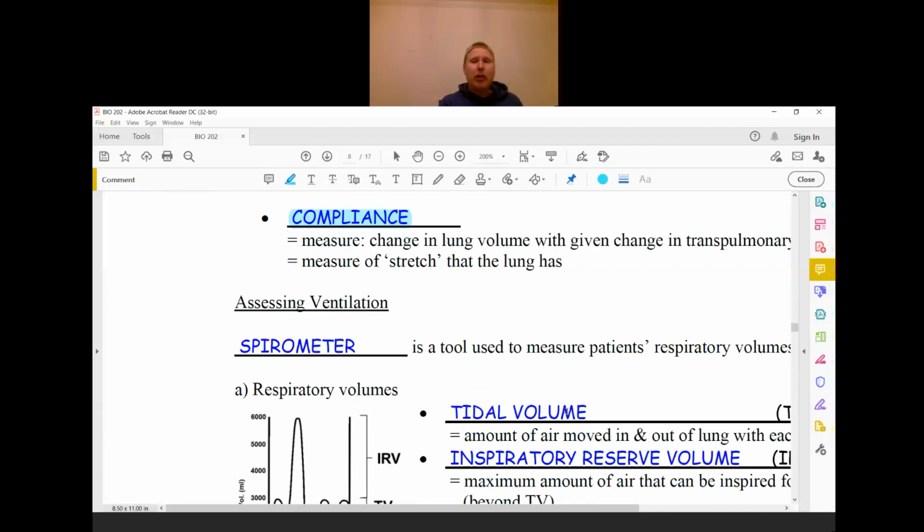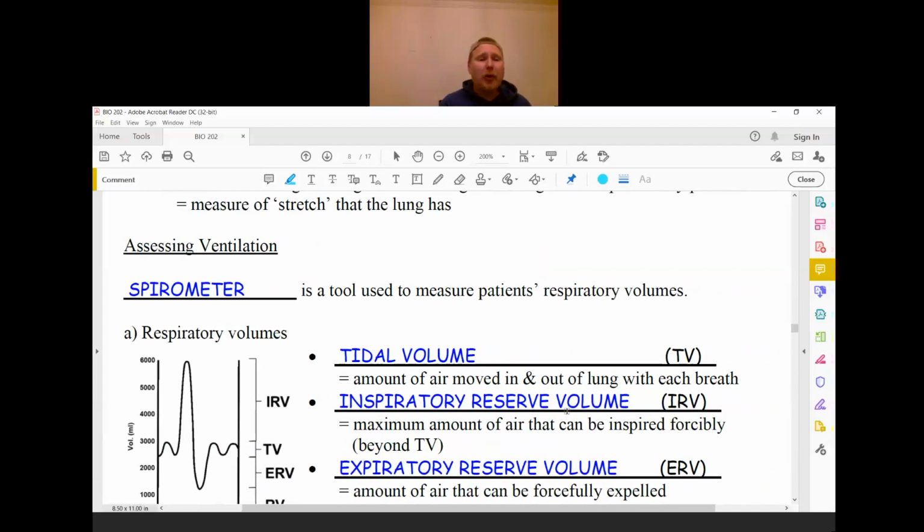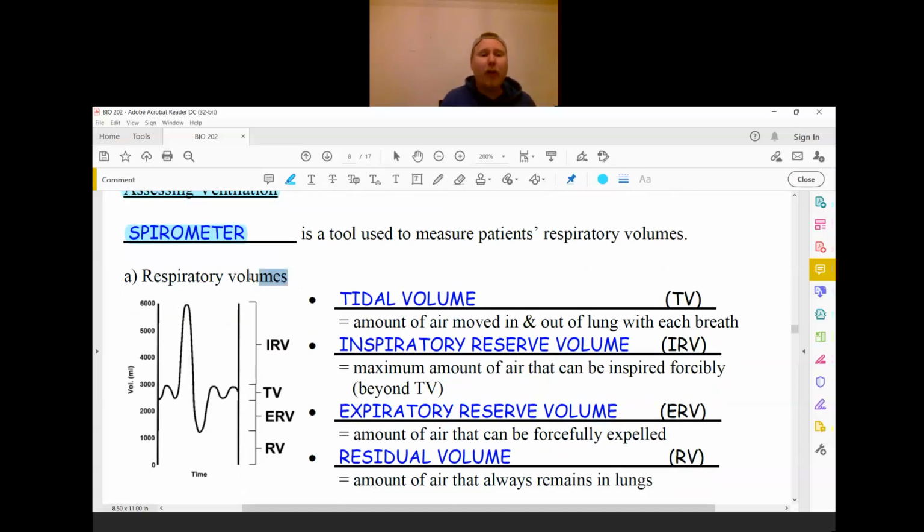The next thing that I want to discuss with you is how we assess ventilation and what goes on there. You might remember that we had this tool, the spirometer. We saw this plasticky thing where you breathe in, breathe out, and the measure moves up there. These can be more advanced with computerized measuring as well, but the basic concept is very much the same. So with a spirometer, we're able to measure the volumes of the respiratory system.